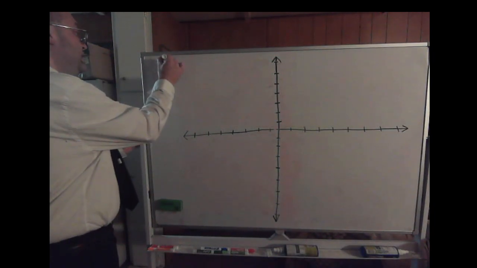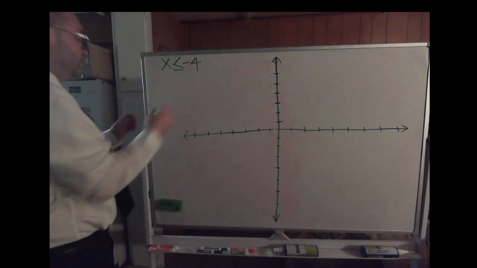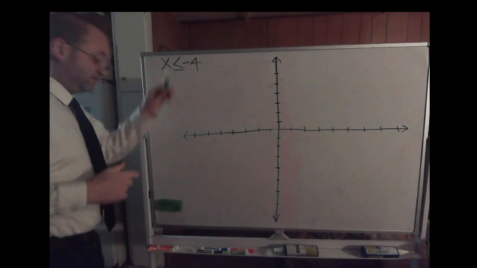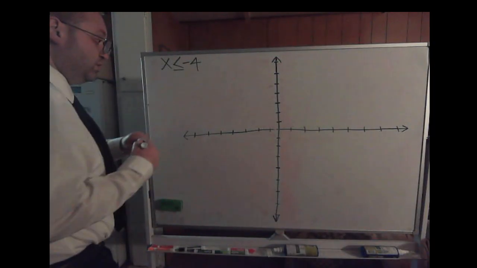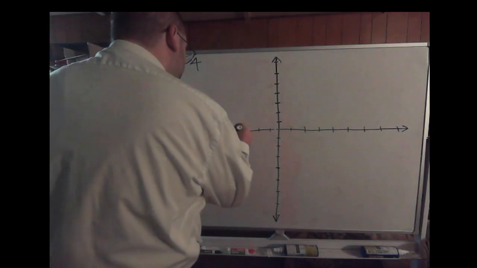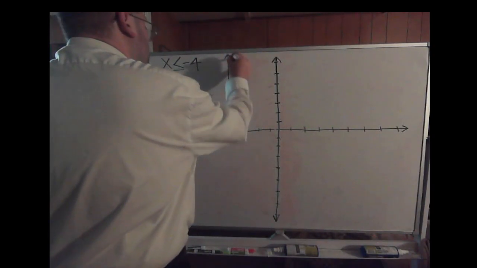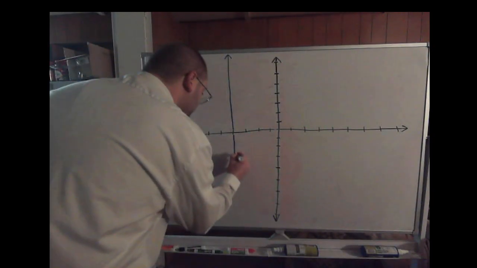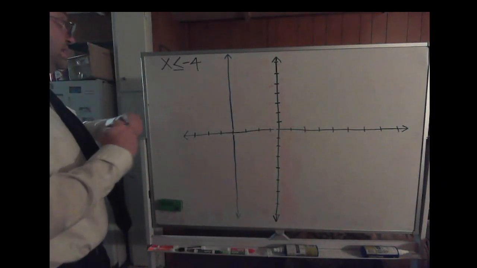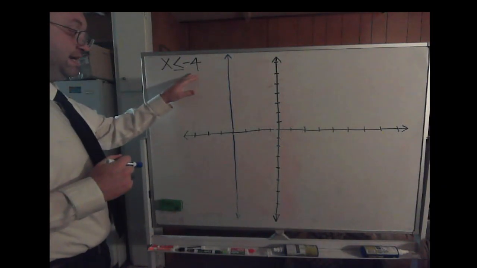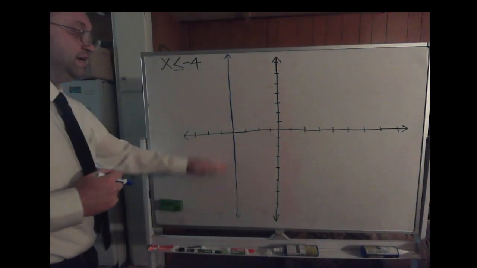Then let's say we had x is less than or equal to -4. So x is less than or equal to -4. Well, since it's got the equal component, you would draw a solid line through x equals -4, because we're going to include x equals -4 in the solution. That's why it's solid. And then since x is also less than -4, you're going to shade everything to the left of x equals -4.